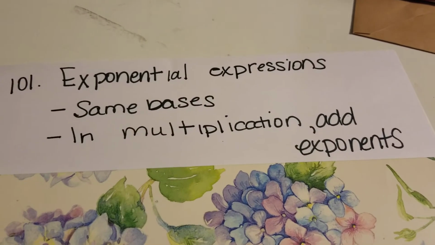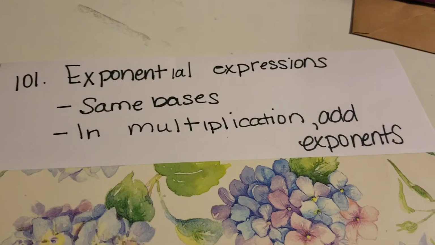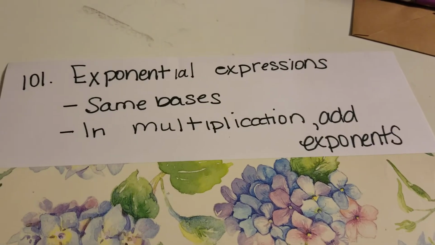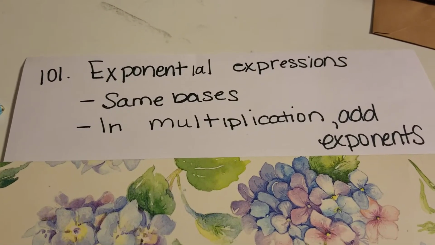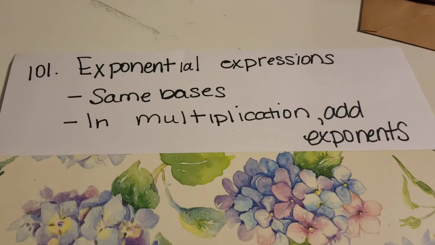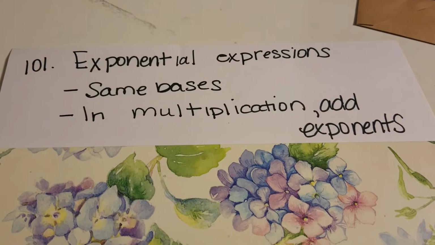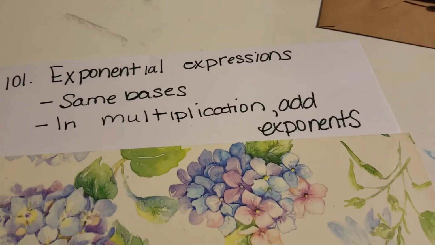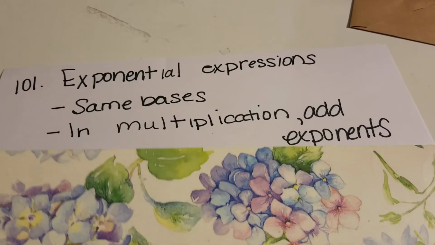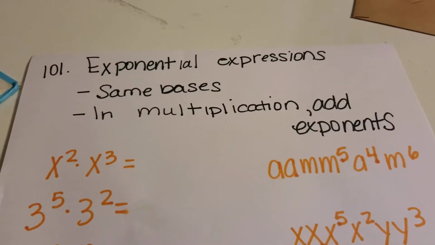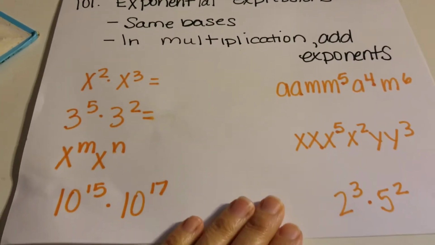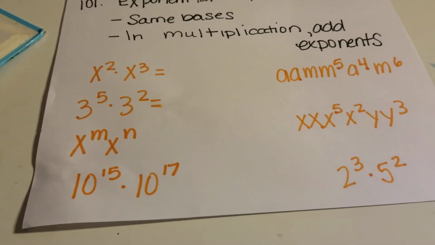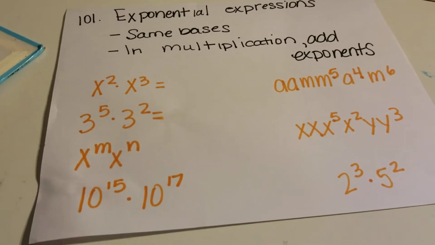Okay, 101. We're learning about exponential expressions. In exponential expressions, we're going to have the same bases, and in multiplication, we're going to add the exponents. So that looks a little fishy. We need to make sure we understand what's going on here. So I'm going to take this all off. And again, I don't have any of the answers done here. We're going to do those together.